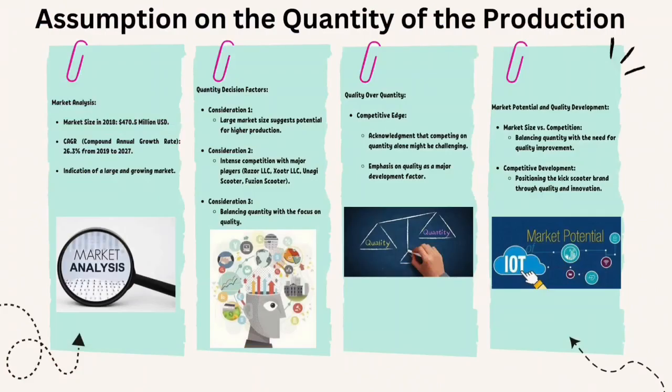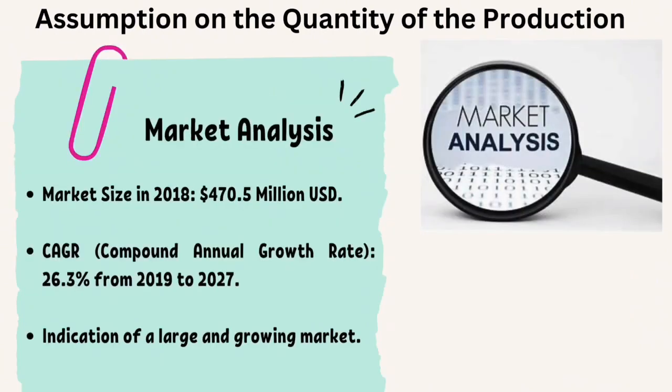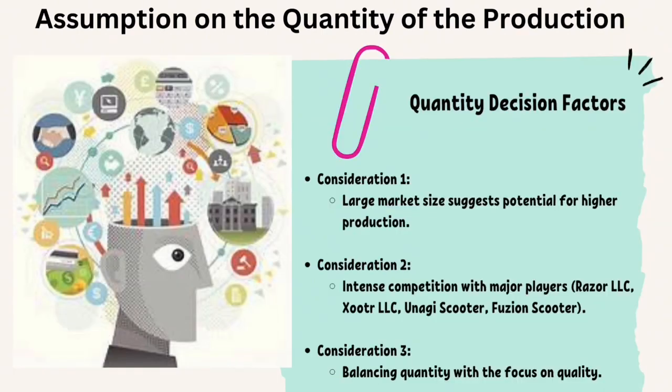For the assumption on the quantity of production, we need to do market analysis first. From the research, the market size in 2018 is 470.5 million USD, and the expected CAGR is 26.3% from 2019 to 2027, which indicates a large and growing market. About the quantity decision factors, there are a few considerations. First, the large market size suggests potential for higher production. Next, there is intense competition with major players in the market, such as Razer LLC, Xiaomi LLC, Unagi Scooter, and Fusion Scooter. Finally, balancing the quantity with the focus on quality.